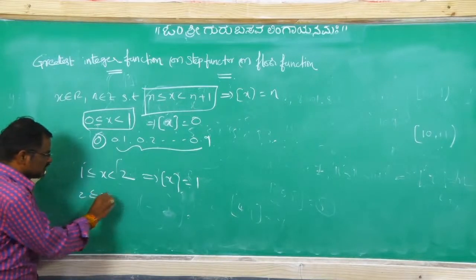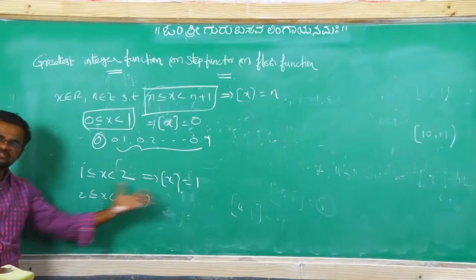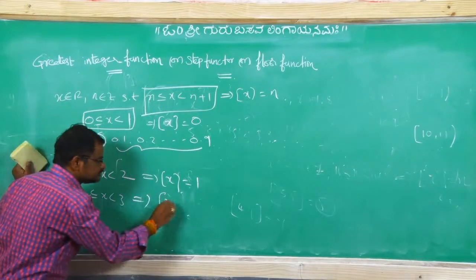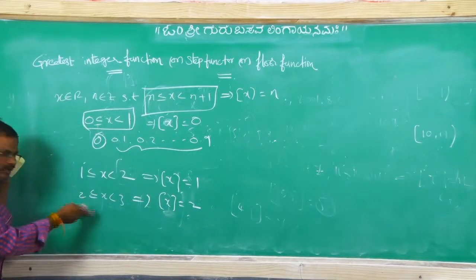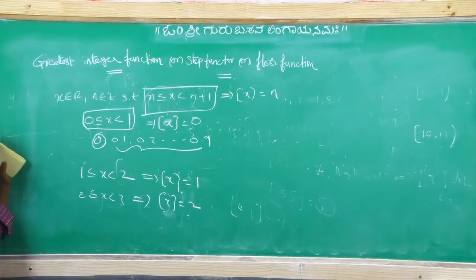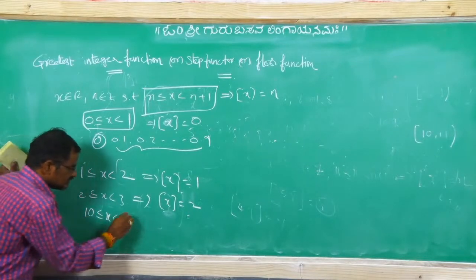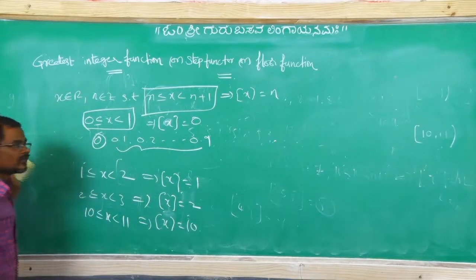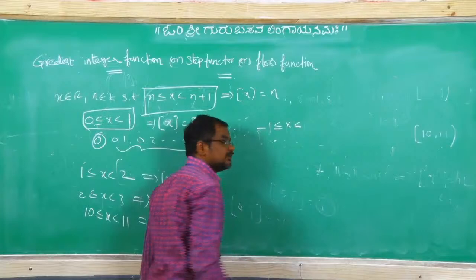Next, 2 less than or equal to x less than 3, means any value between 2 and 3 including 2, step x equal to 2 only you can take, or not. So what is the step x value? 2, because greatest integer of 2 is 2 only, between 2 and 3 also 2 only, like that. Suppose 10 less than or equal to x less than 11, what is the greatest integer function of this one? 10. Suppose minus 1 less than or equal to x less than, right side what should be there? Tell me.